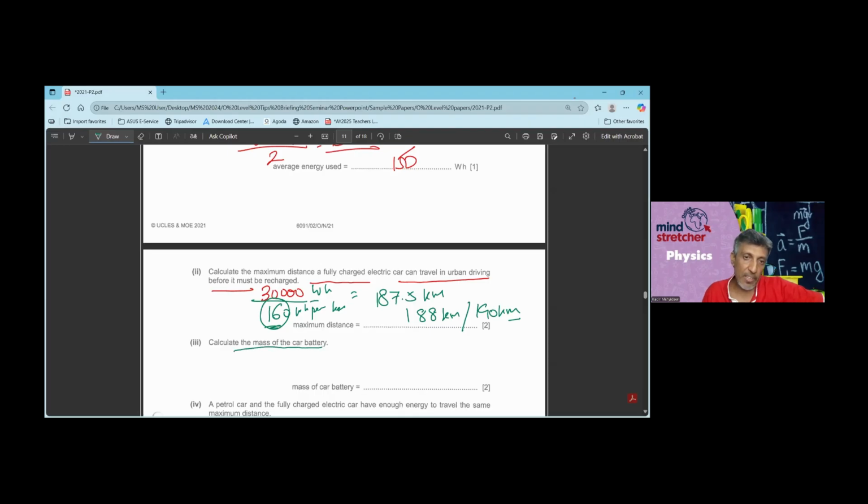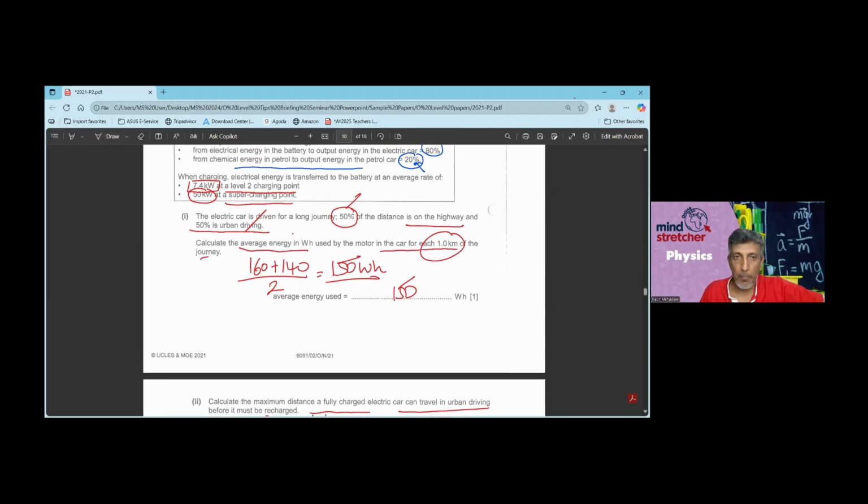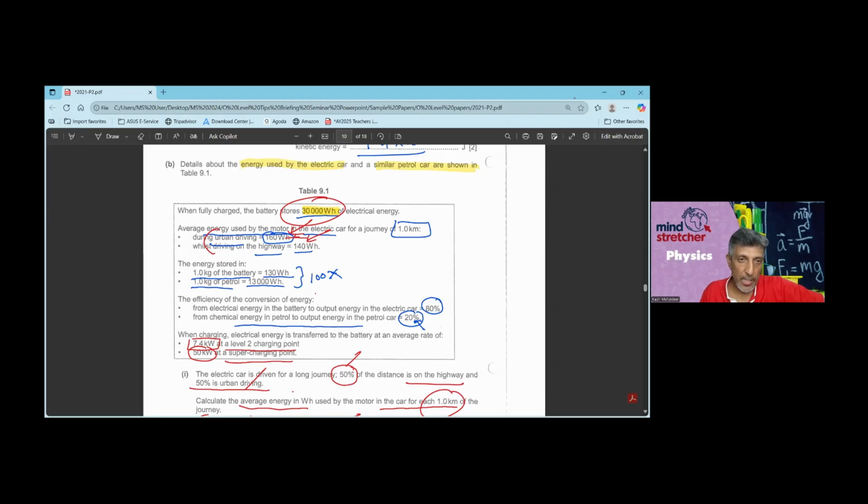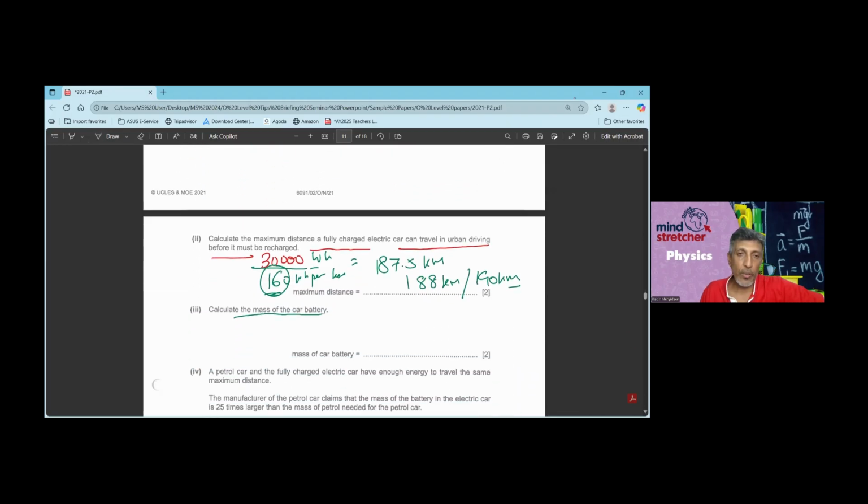Now calculate the mass of the car battery. Mass of the car battery, okay. So 1 kg of the battery is 130 watt hour. 1 kg gives you 130, right? So you can work out 30,000 divided by that. It's just like comprehension, guys. Just use the correct data, depending on what they are asking you to find. Okay, so it's 230 kg.